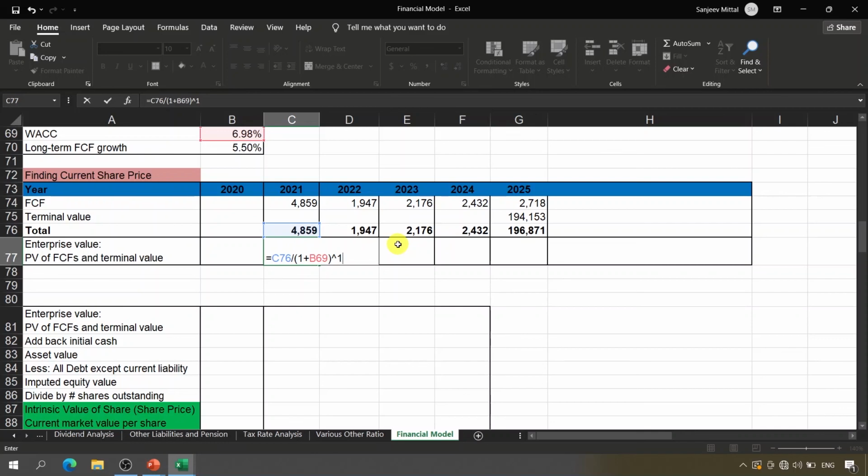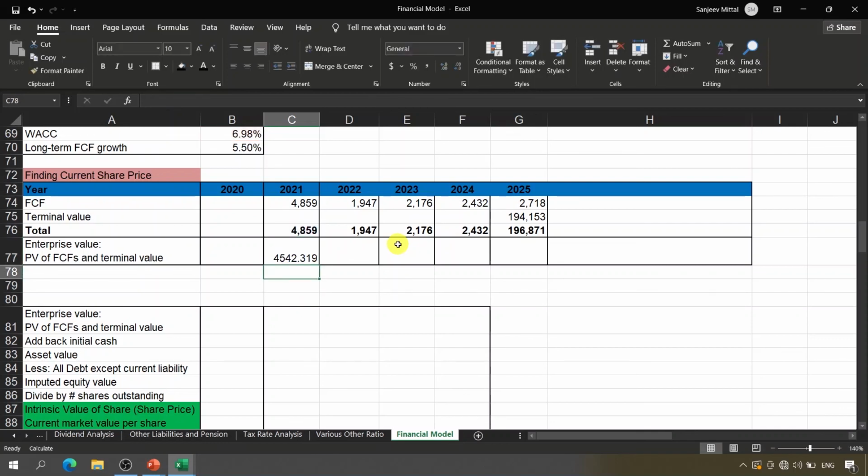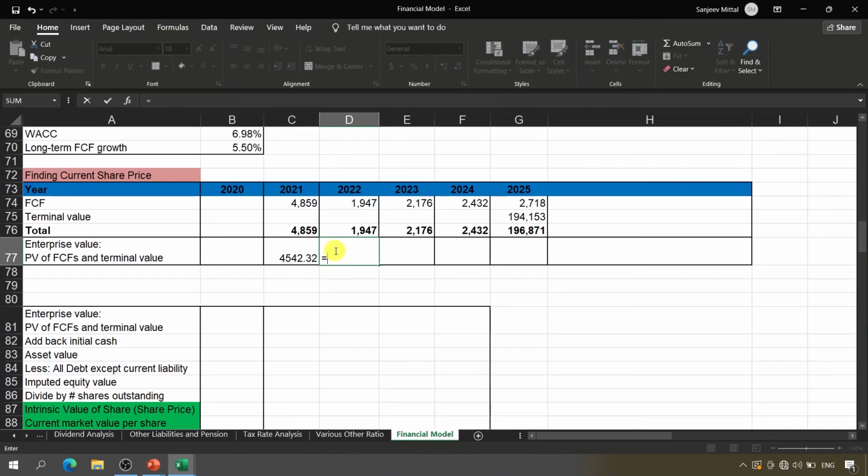So this is the first year. So the present value of cash inflow from the year 2021 is 4,542.32. This is the present value of the year 2021. In a similar manner, if we try to find out the present value of cash inflow for the year 2022, we can again calculate it, and it's the second year, so I'm just making it to the power 2.